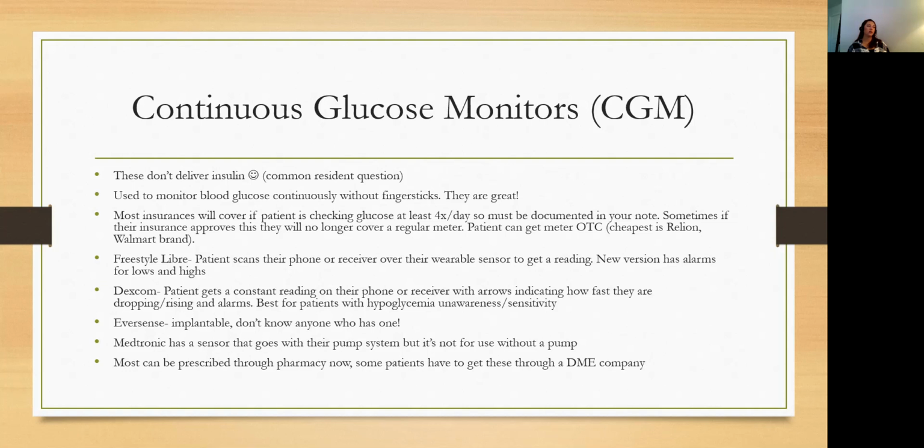The new version of Freestyle Libre, it has alarms, but you still have to scan to get your reading. So for the patients that are really sensitive, I'd still go with a Dexcom. But both of them work great. And it's a really good tool to have if you can get it for your patient. Eversense is one that I've never seen. It's implantable and it's not common. And then Medtronic has a sensor that goes with their pump system, but it's not for use without the pump. So you really won't see those either. A lot of these you can prescribe through their pharmacy. Some patients have to get it through a DME company though. But a lot of times it'll be covered now through their pharmacy benefits.